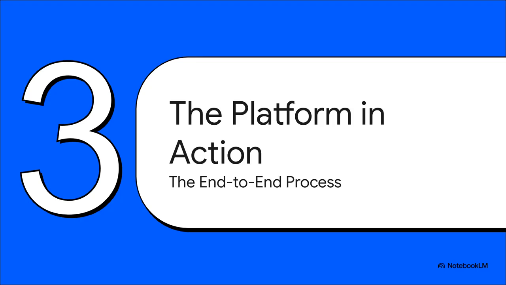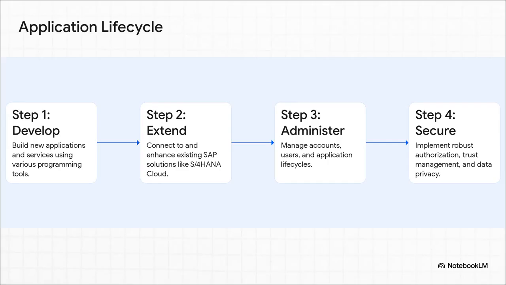Okay, so we know the structure, we've seen the workbenches, but what does this all actually look like from start to finish? I mean, what can you do with this toolbox? The whole application lifecycle on BTP really boils down to 4 key steps. First, you develop new apps. Then you extend and integrate with your existing SAP landscape. Next, you administer the whole process. And finally, you secure everything with enterprise-grade controls.